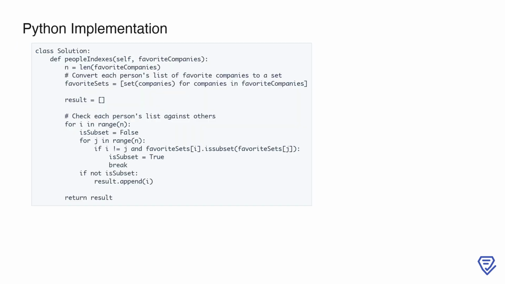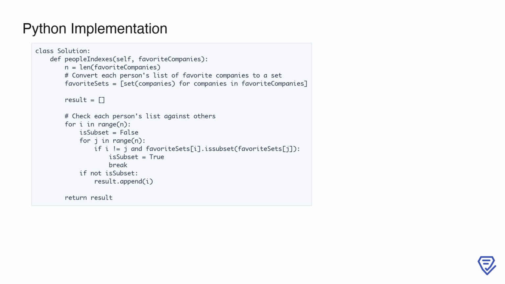This Python solution is for LeetCode problem number 1452, People Whose List of Favorite Companies Is Not a Subset of Another List. The goal is to identify which people's favorite company lists are not subsets of any other person's list. Explanation. 1. Convert lists to sets. The favorite companies input is a list of lists. Since checking subsets is more efficient with sets, we first convert each person's list into a set using a list comprehension. The favorite sets list stores these converted sets.